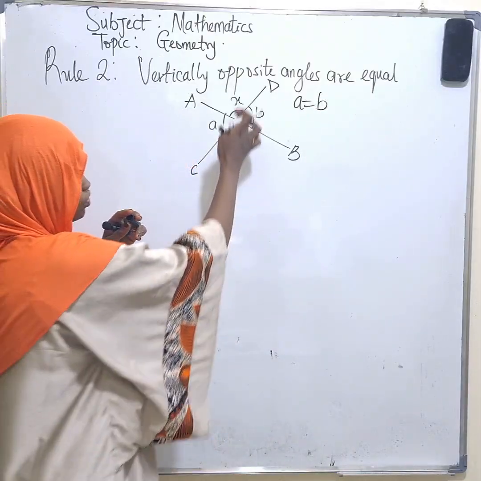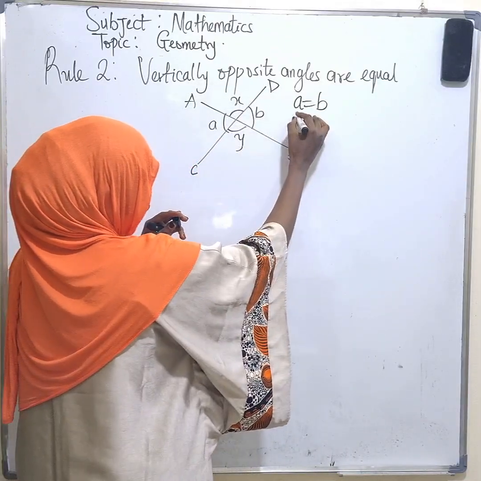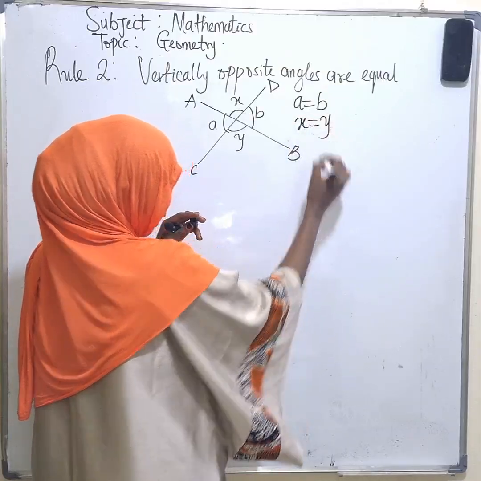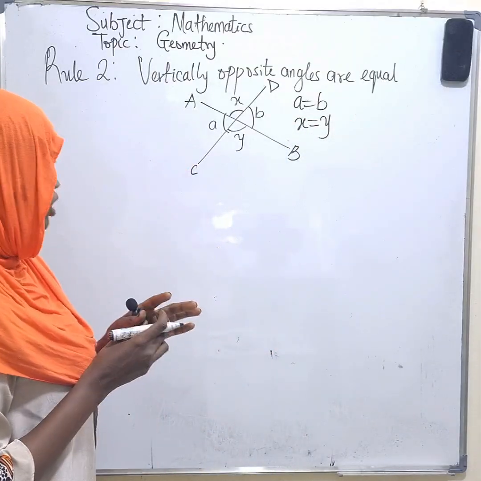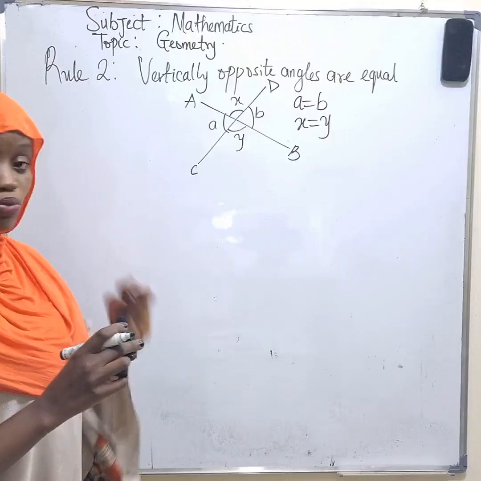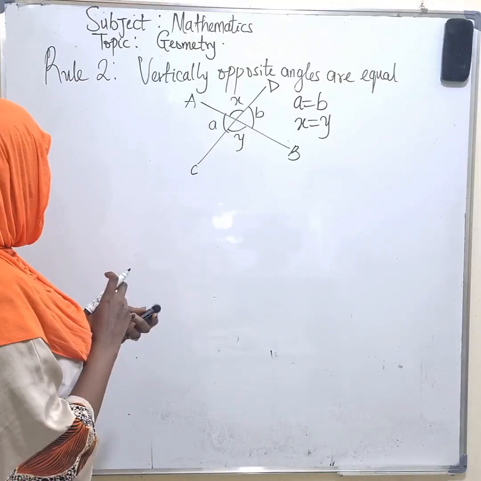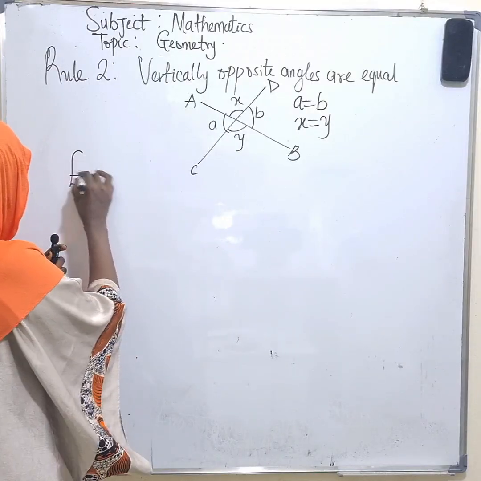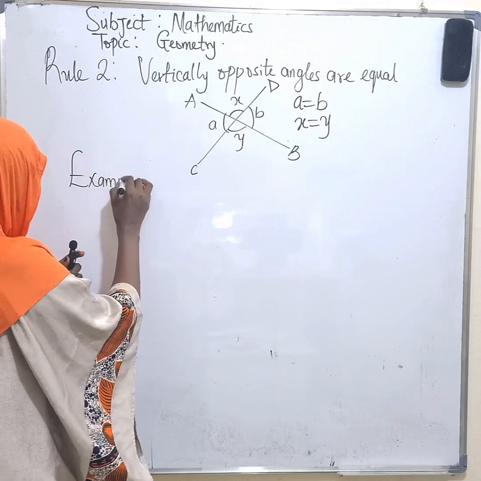And also the other angles, the vertically opposite angles, are X and Y. X is equal to Y. So this is what the rule is all about. The vertically opposite angles are equal. So let's solve an example for more clarity, okay?